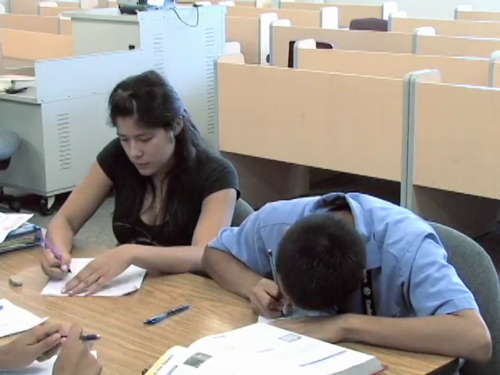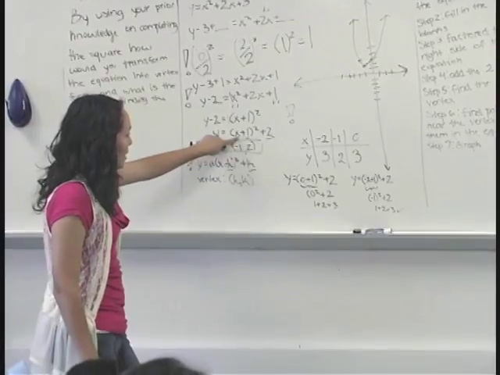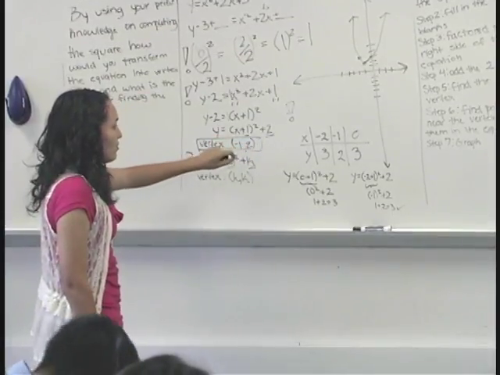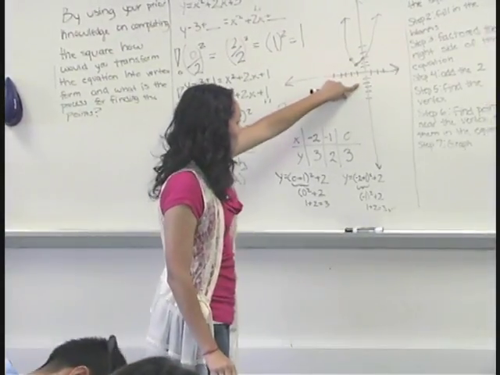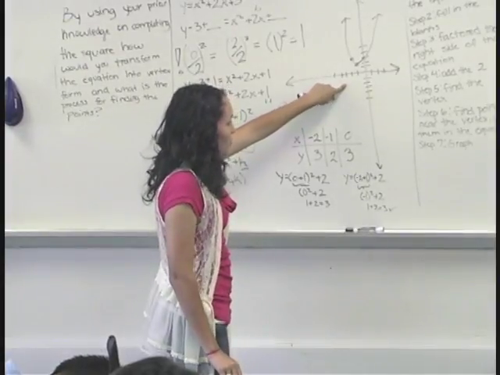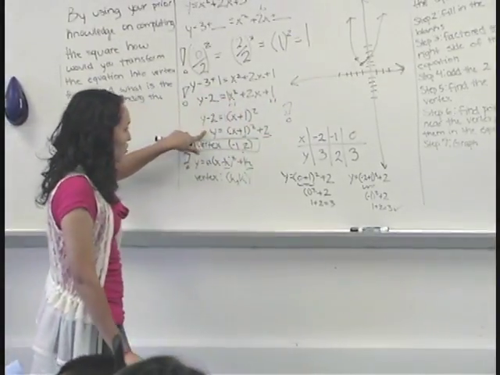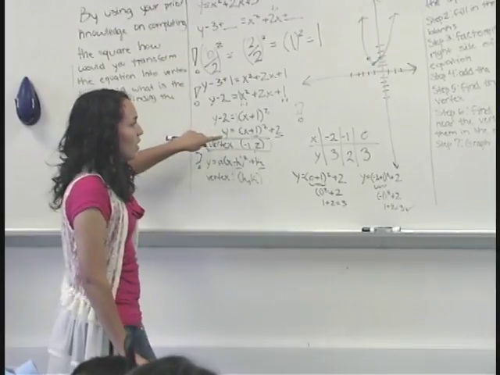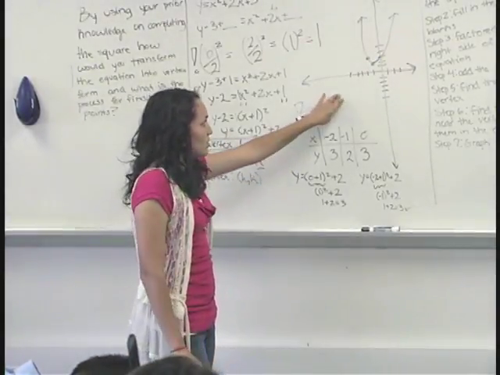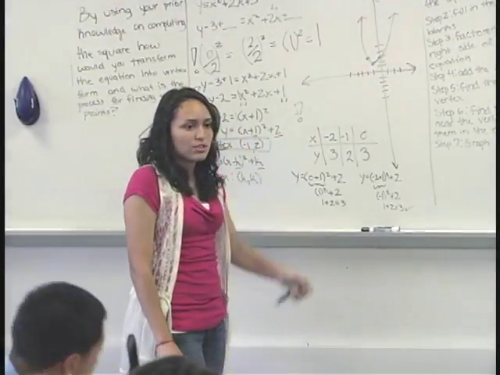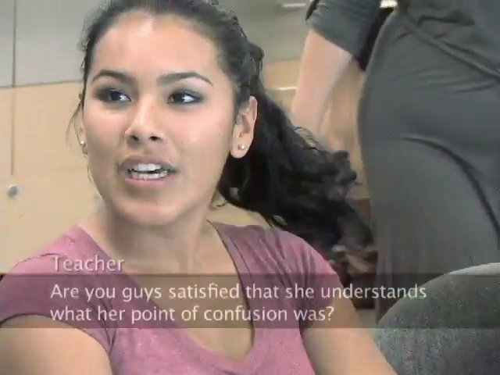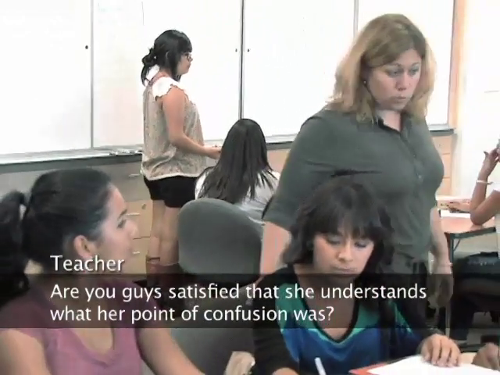And then you found the vertex, which was h and k, the -1 and the 2. We found points near the vertex, which were 0 and -2. And then we plugged them into the equation that we created. And we plugged them in there and found the points and graph. Okay. You guys satisfied that she understands what her point of confusion was?